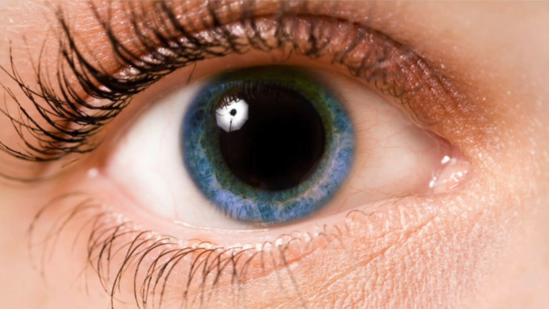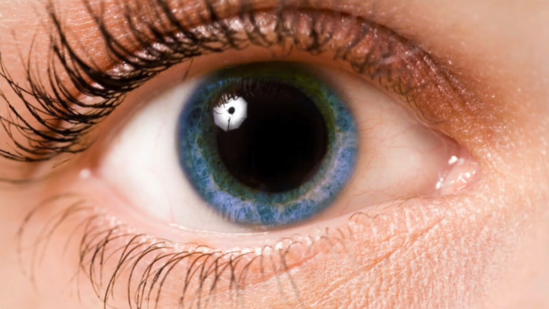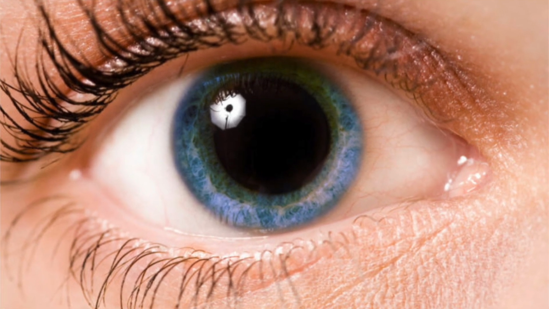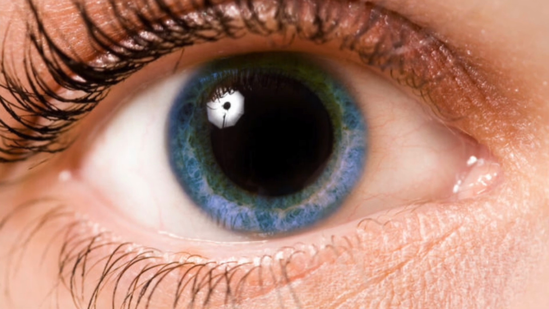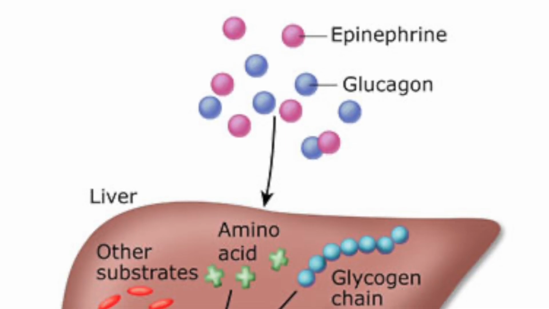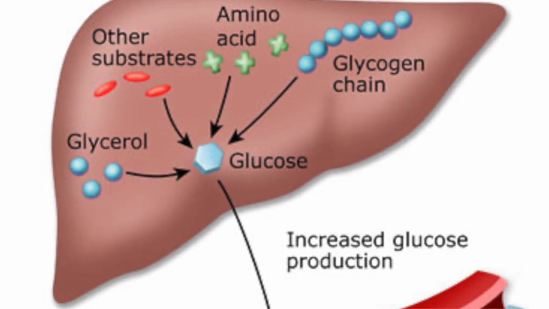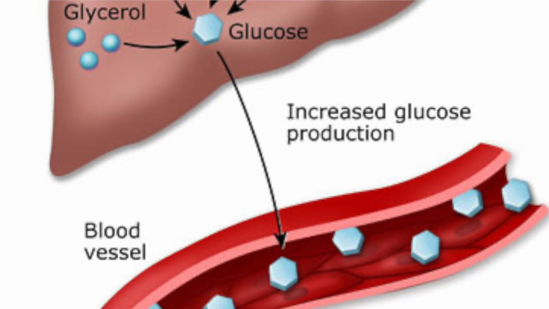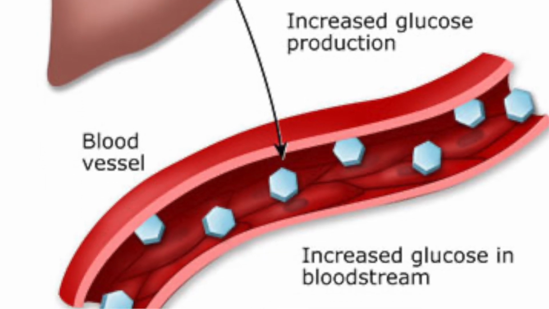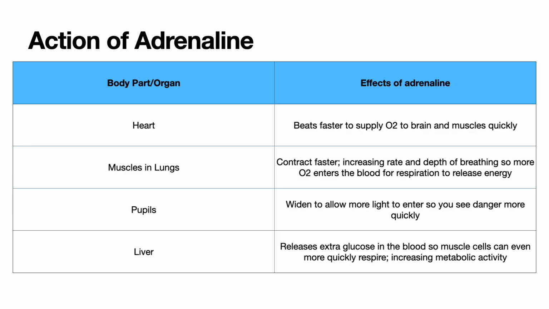The pupils are widened to allow us to see more clearly, whatever is causing this response, as more light will enter. Liver cells are stimulated to release more glucose into the blood, so muscle cells can respire even more quickly with the extra oxygen that is being supplied, and this increases the overall metabolic activity.